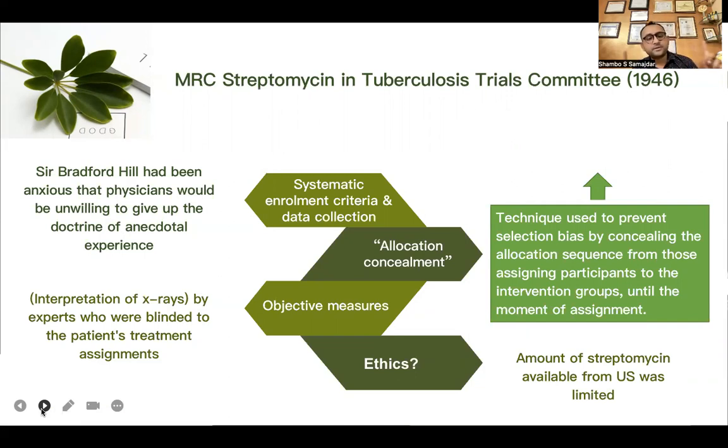So he thought about the design, and ultimately some systematic enrollment criteria and data collection methods were evolved under this MRC streptomycin in tuberculosis trial committee, which was formed in 1946 and obviously headed by Sir Bradford Hill, where he used this allocation concealment method. We all know this is the technique used to prevent selection bias by concealing the allocation sequences from those assigning participants to the intervention groups until the moment of assignment.